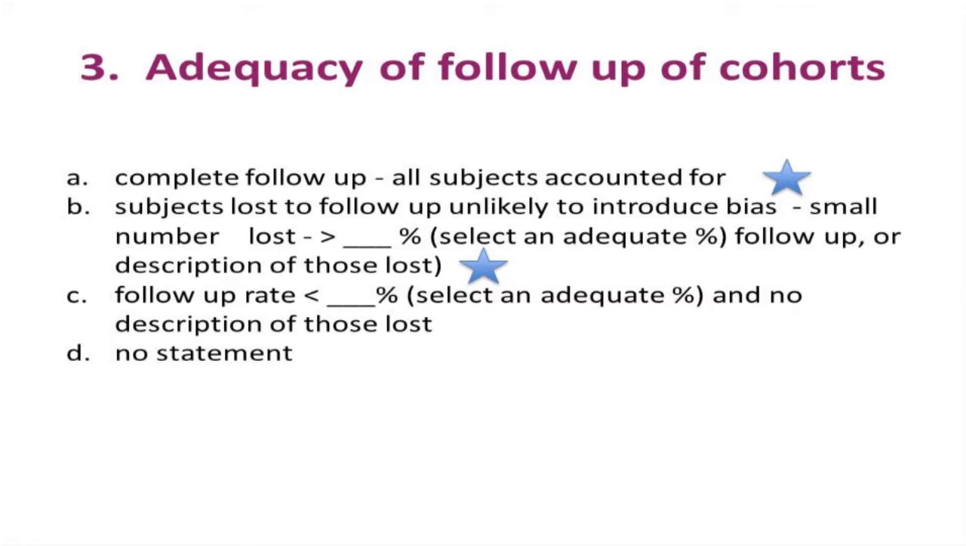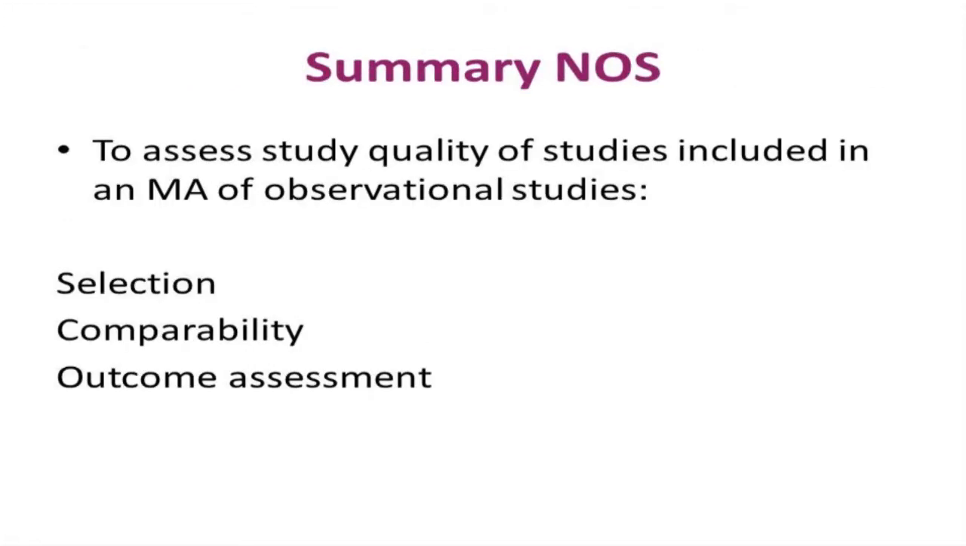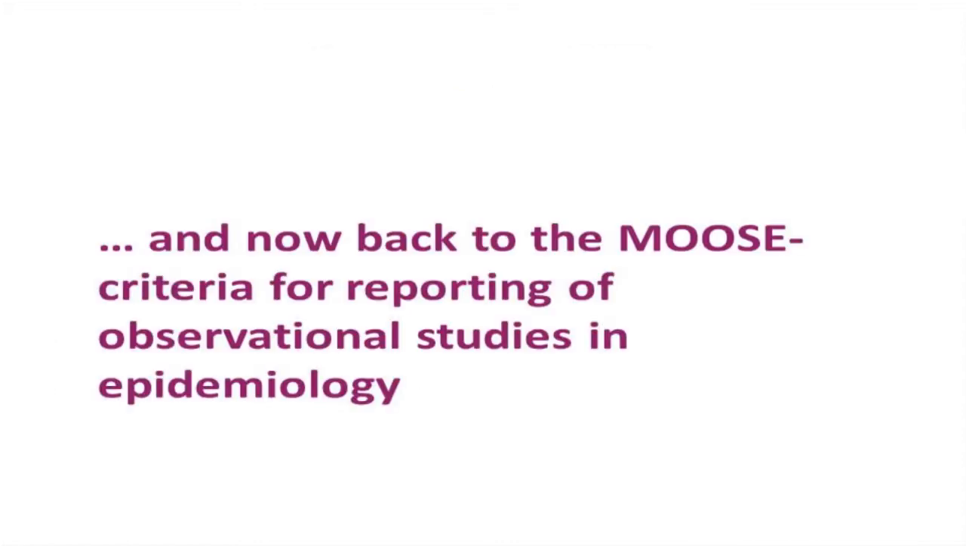So this was just about loss to follow up. We don't really know what happened. We will probably not be able to compute it. And you have to think about, is it important for your relation between exposure and outcome or not? And that was the last slide on the Newcastle-Ottawa Scale. So, in summary, that scale is used to assess the study quality of studies included in a meta-analysis, and you assess the selection, the comparability, and the outcome assessment of the cohort studies that you include in your meta-analysis.